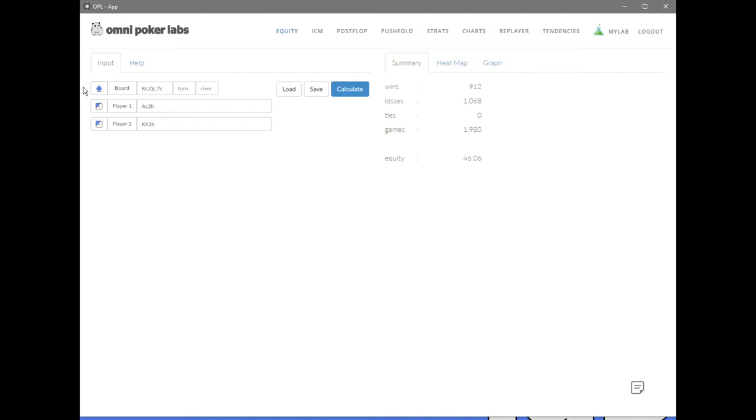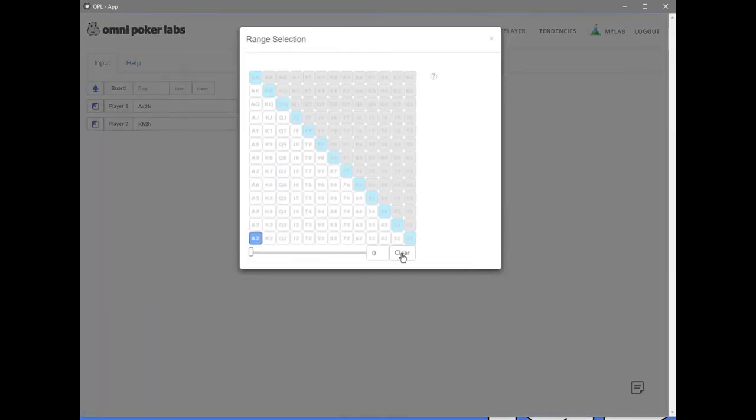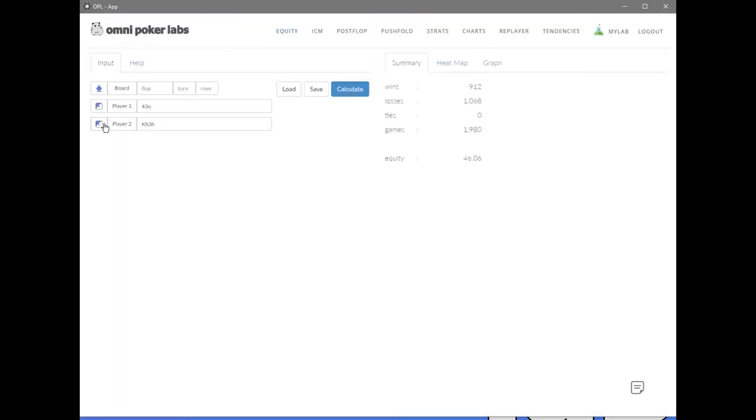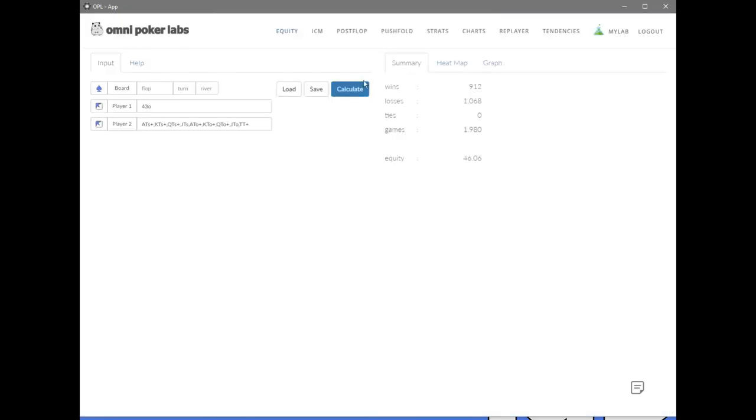So for example, let's have a look at how 4-3 offsuit does against a very strong range. Just tens plus and broadways. And we see that 4-3 offsuit actually has 32% equity, which seems like a lot. But in actual play, it's not going to win anywhere near that often in most games.